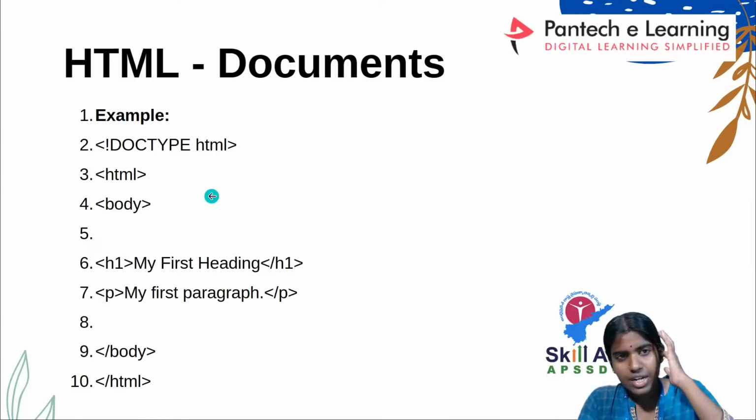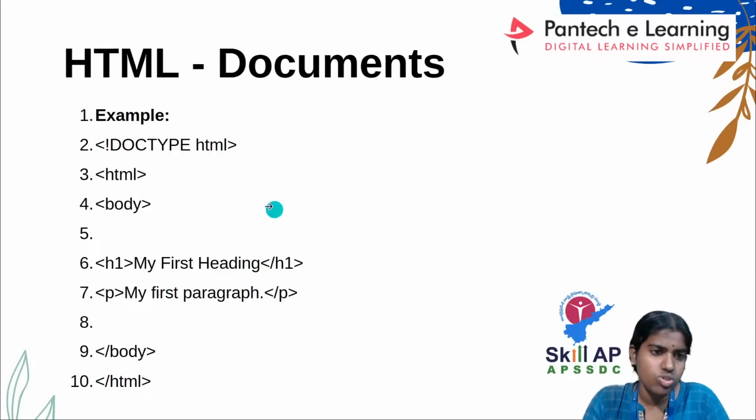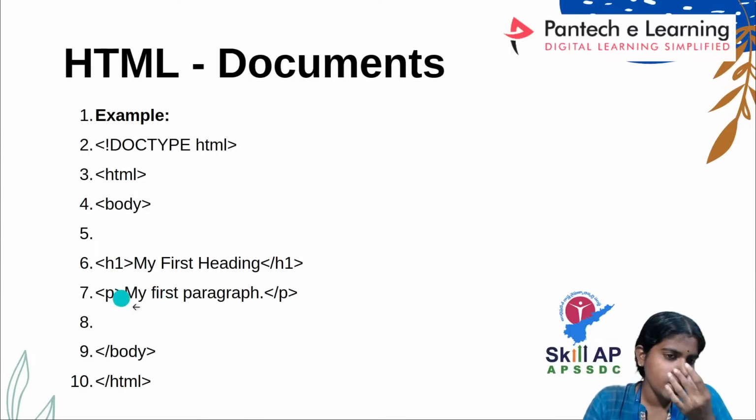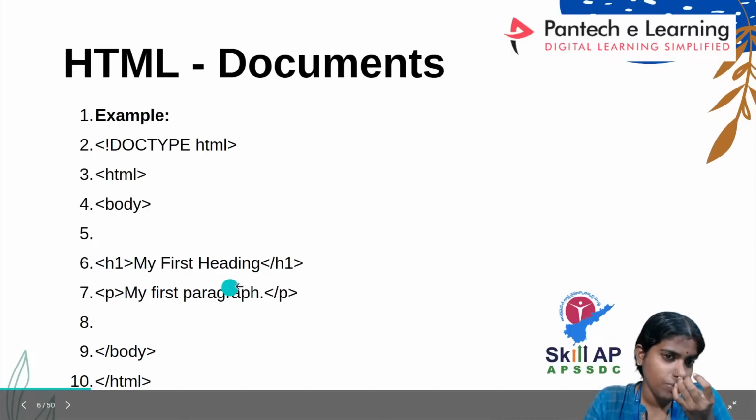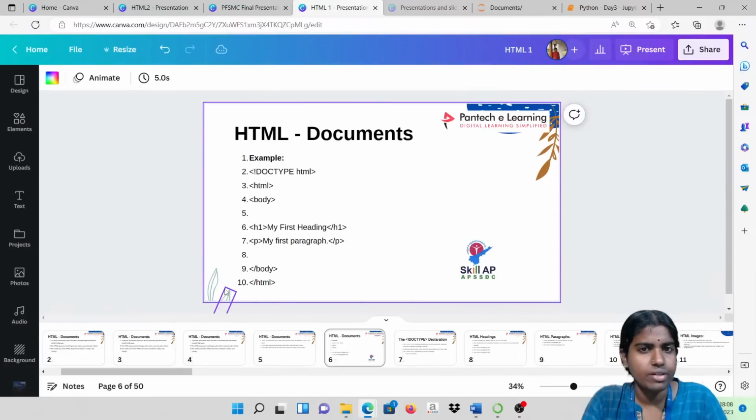When you consider any type of HTML document, we have different types of tags and attributes available in HTML. For example, I have this H1 tag. Whenever I want to enclose something inside this H1, I have the starting H1 tag and the closing H1 tag. And I have this paragraph tag, and the closing body tag. So this is a simple HTML document.